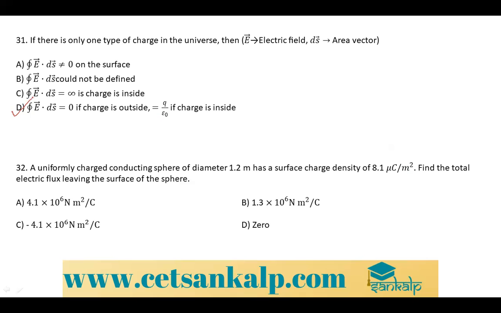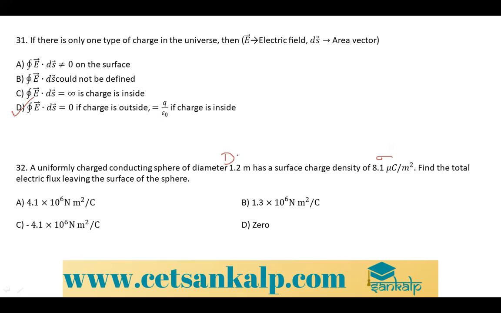A uniformly charged conducting sphere of diameter 1.2 meter has a surface charge density, this is nothing but sigma. Diameter D is given. Find the total electric flux leaving the surface.